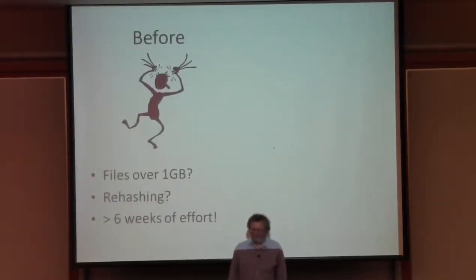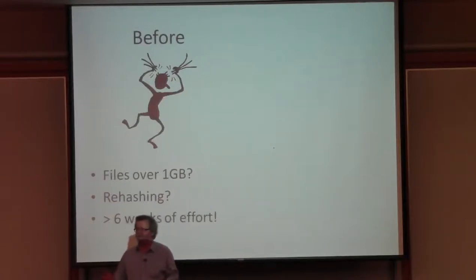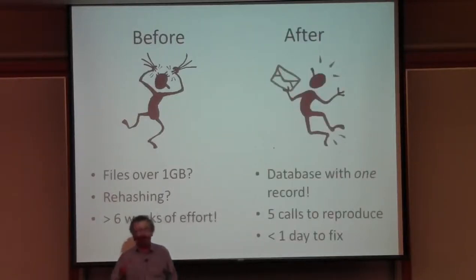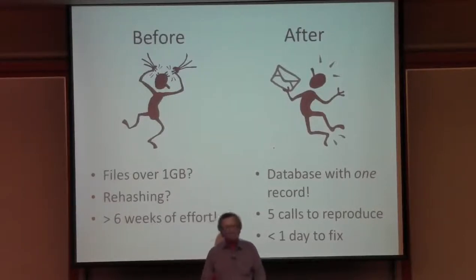In fact, before I did this work, a lot of work went into trying to find these bugs at Klarna. I know that Hasse Belinder, the developer of the code, spent more than 6 weeks at Klarna trying to track these things down. And they didn't find them, but their conclusion was, it seems to happen when the database is about a gigabyte. Maybe it's something to do with rehashing. So in reality, we could provoke the faults with a database with at most one record, and we needed only 5 or 6 calls to reproduce them. And every bug took less than 1 day to fix, given those minimal counterexamples.